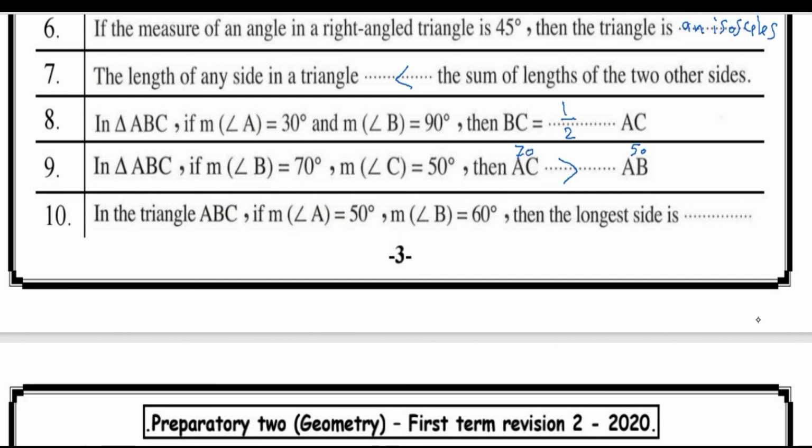In triangle ABC, measure of A is 50, measure of B is 60. Find the longest side; we must find the measure of angle C. 180 minus these two gives 70. C is the greatest angle, so the longest side is AB, the side opposite C.